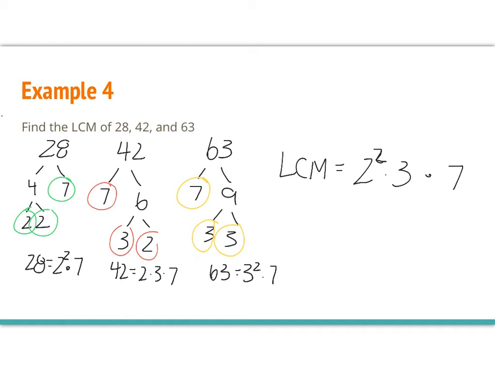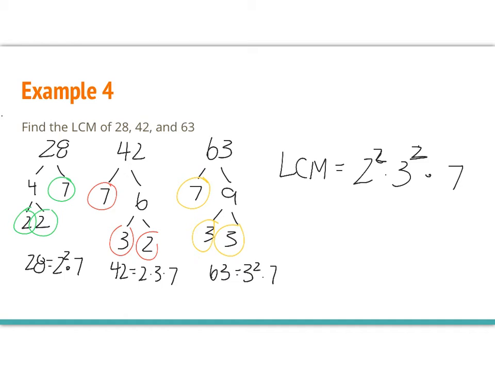Okay, next one, I'm looking at my 3s. 3 doesn't appear in 28's factors. It does appear as a power of 1 in 42's factors, and it appears as a power of 2 in 63. Therefore, the greatest power is 2. And 7 appears in everybody's factors, always to the power of 1, so the greatest power is to the power of 1.